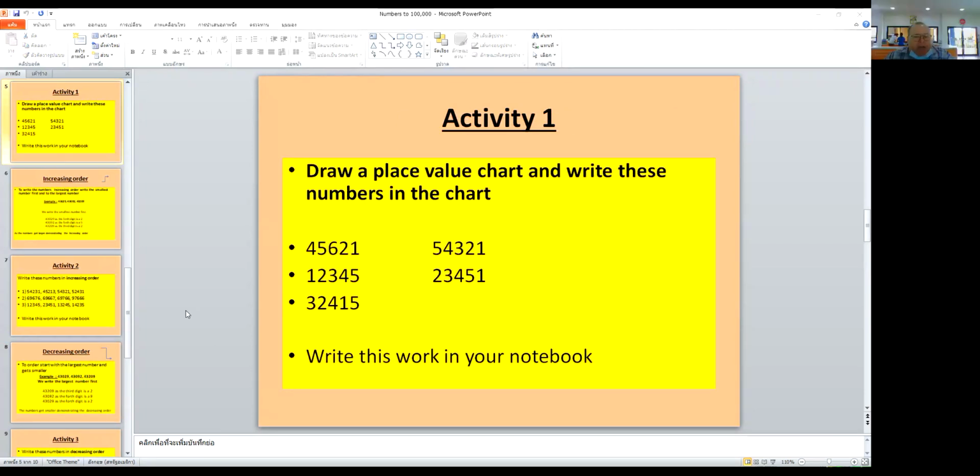So your exercise activity 1 should only take no more than 5 minutes to draw and write the numbers under the correct headings.